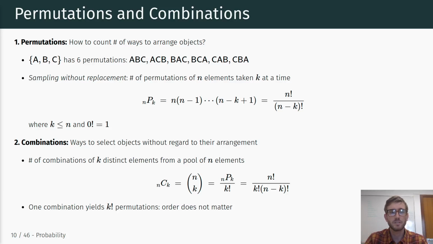And then we have combinations, and this is basically the ways to select objects without regard to their arrangement. So here the order doesn't matter, it just matters what types of objects we select, right? I guess the easiest example to think about could be how many possible combinations you have if you deal a deck of cards and you receive 10 cards or something like that, right?